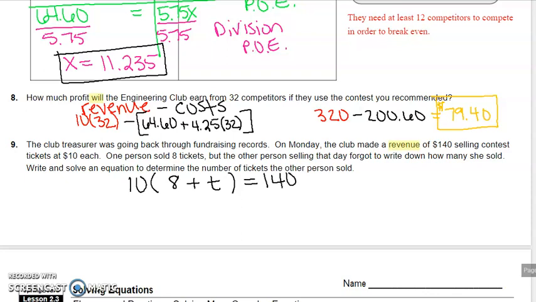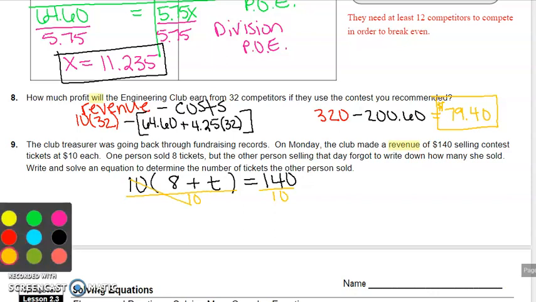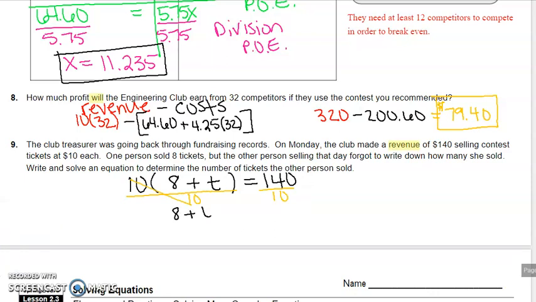So we're going to solve this equation. We're going to divide both sides by 10 to get rid of that times 10. That leaves us with 8 plus T is 14. And then we're going to subtract 8 from each side, telling us that the other person sold 6 tickets.